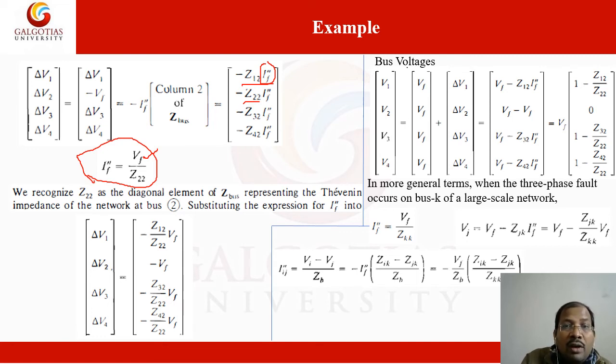And the final value we can calculate as the pre-fault voltages plus the change in voltages after the fault. We put these in and we get it in this form. So we can calculate all the buses' final voltages, before the fault as well as after the fault, in an easy way using the Z-bus building algorithm approach. So this is all about the asymmetrical fault analysis.